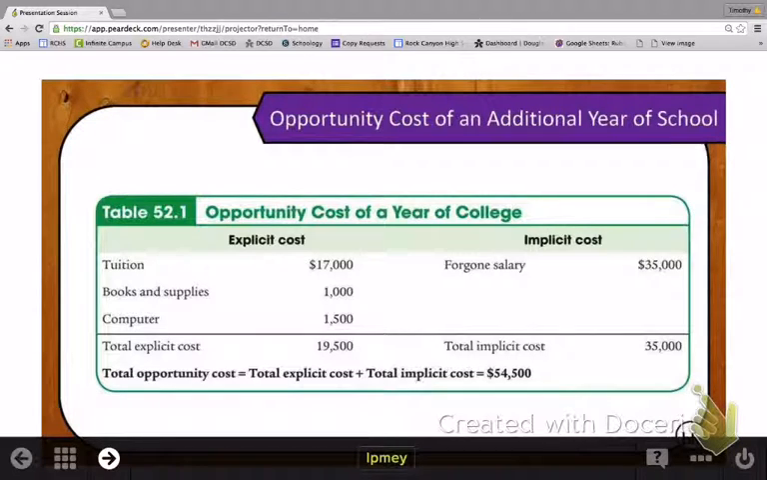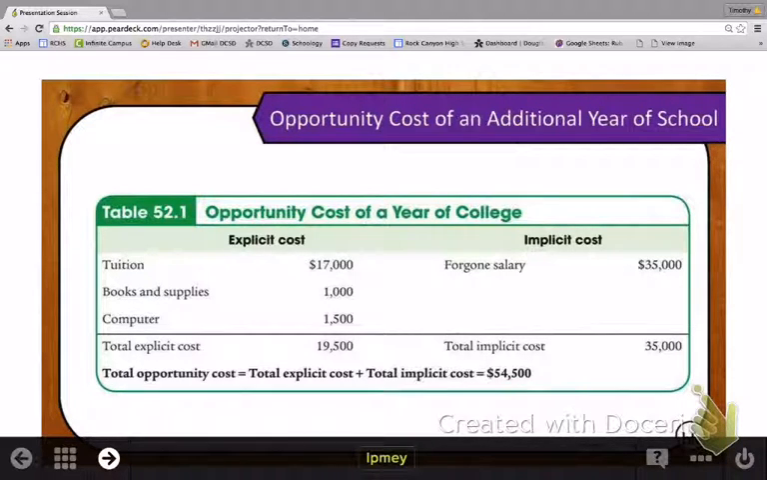But wait a minute, an economist would say, no, it actually costs you more than that to go to college for a year. Because if you didn't go to college, maybe you would have worked at a job earning $35,000 a year. And because you're going to college, that $35,000 is money you're giving up. That's not money you're taking out of your pocket to go to college, but it is something that you're giving up by going to college.